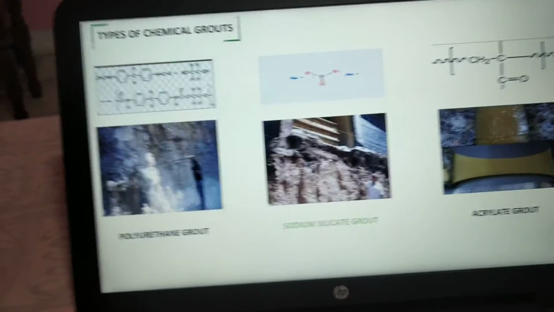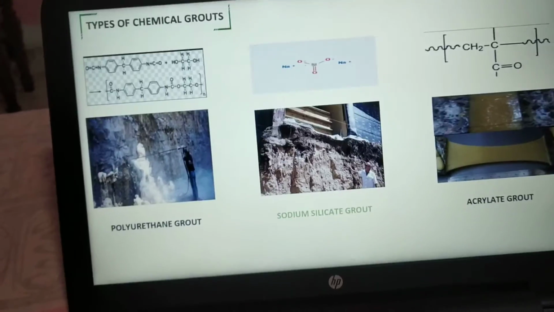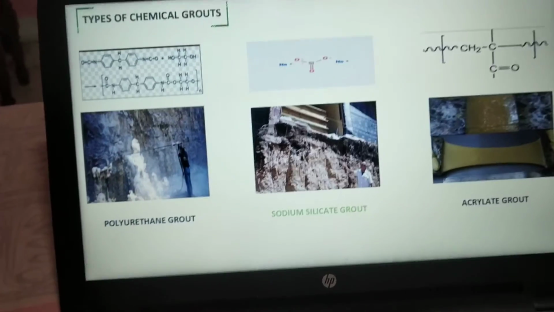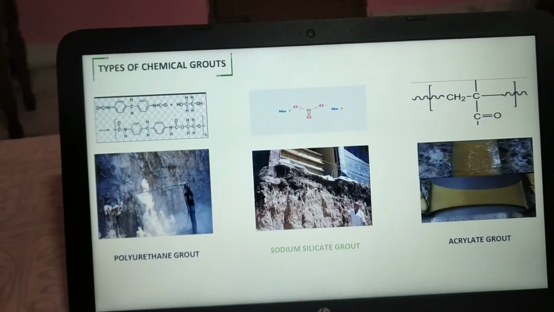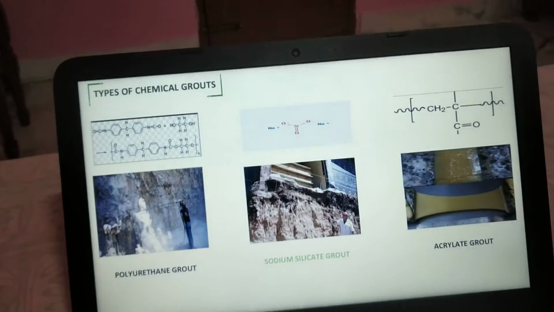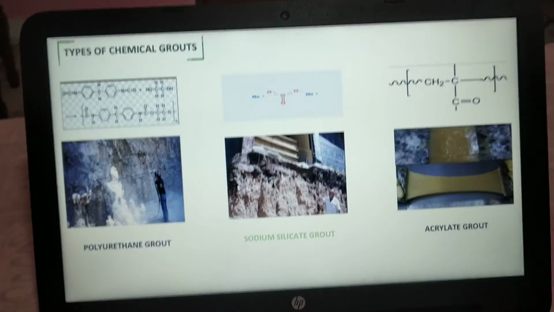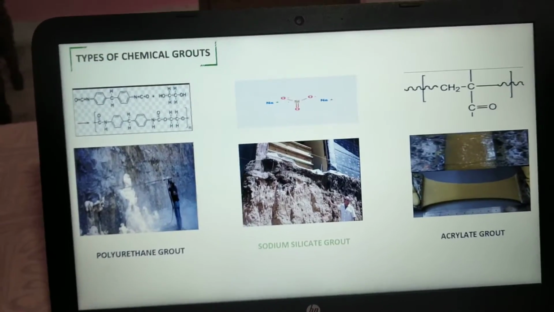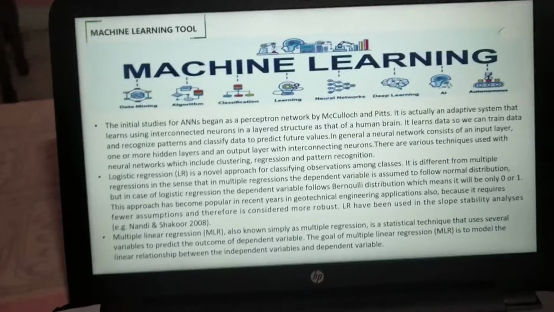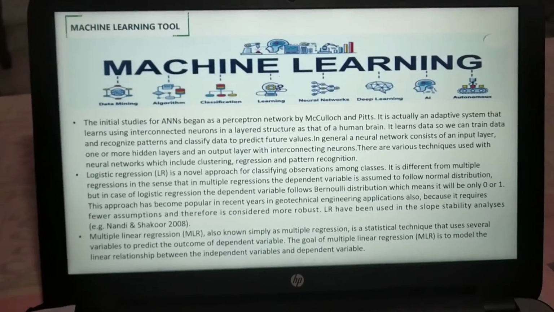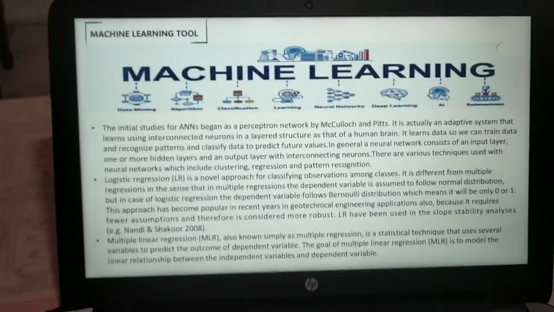We have considered the various grouts, and we decided to go on with the polyurethane grouts combined with the permeation grouting that we'll be using to analyze the various grout properties and the properties of the geocomposites that will be formed. That was the very basic foundation of the geotechnical part that we'll be using.